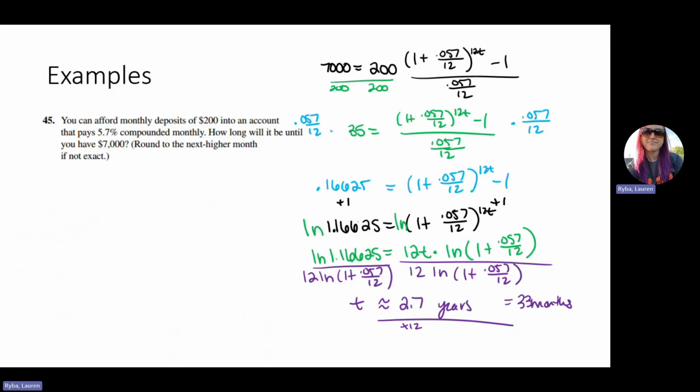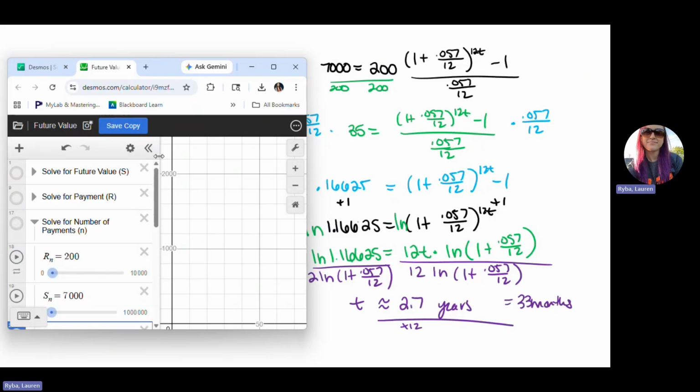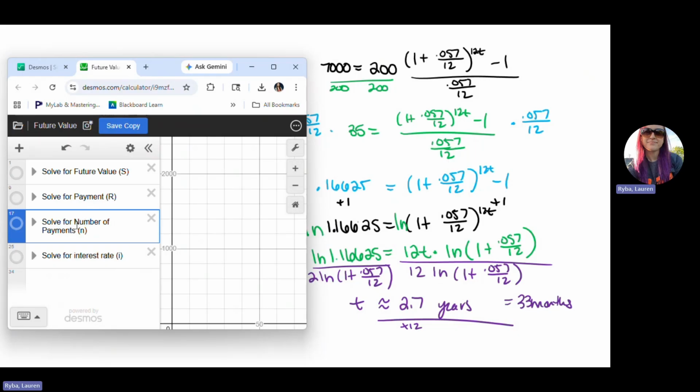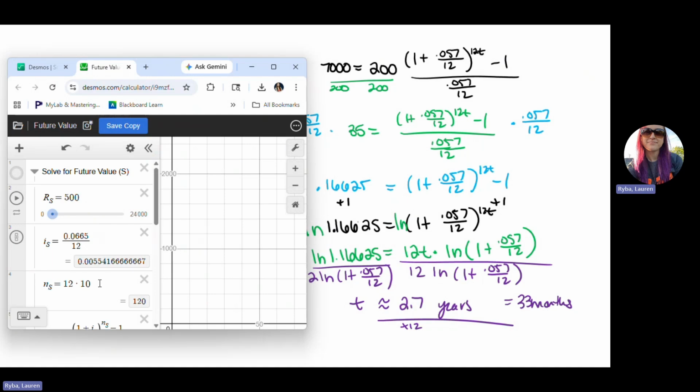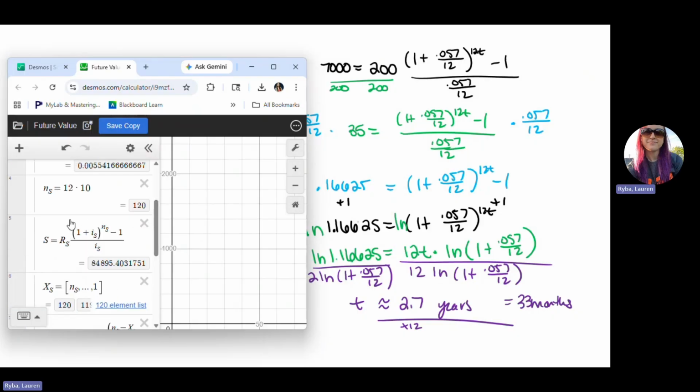And I will tell you, when I give you your test, I literally link the respective Desmos calculator to the problem. I'll specifically say you can use this Desmos calculator to do this problem. Now, you have to understand how to use it. You have to know, am I doing future value, payment, number of payments, interest? Which one am I solving for? And then what value goes in where? So you still have to know how to use it, just like you would have to know how to use the formula. Do you have to use it? No. You are more than welcome to do these by hand if you choose to. I don't care either way.